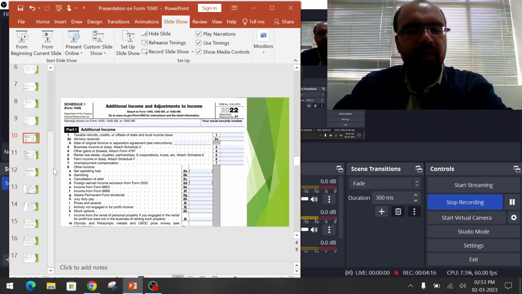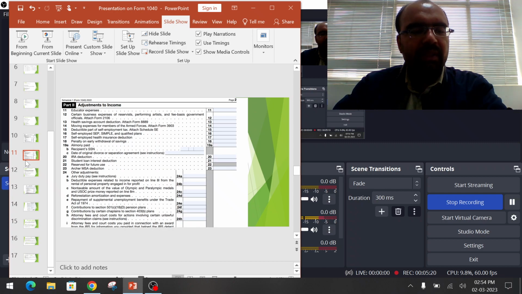Next is Schedule 1, additional income and adjustments to income. In additional income, you have tax refunds, alimony received, date of original divorce or separation agreement, business income or loss attached Schedule C, other gains or losses, rental real estate, royalties, partnerships, S corporations, trusts, etc., farm income or loss, unemployment compensation, other income, net operating loss, gambling, cancellation of debt, foreign earned income exclusion from Form 2555, foreign income from Form 8853, income from Form 8889, Alaska Permanent Fund dividends, jury duty pay, prizes and awards, activity not engaged in for profit income, stock options, income from rental of property, whether actively participating or materially participating in business.